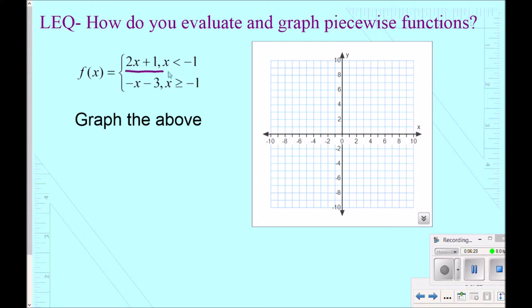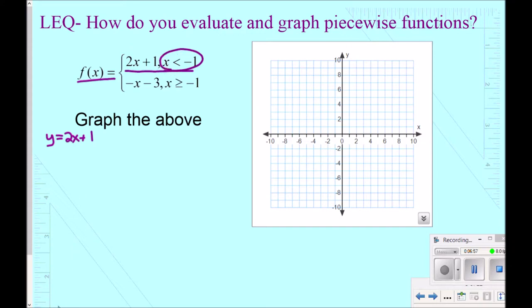I'm going to start by looking at this top equation. And remember, realize that says f of x equals. So remember when we talked about functions, we said that f of x is the same thing as y. So I'm just going to write that as y equals 2x plus 1. So y equals 2x plus 1 is a line. I am going to graph that line, but I'm not graphing the whole line, I'm graphing just a piece of it. And specifically, I'm told the piece that I'm supposed to graph.